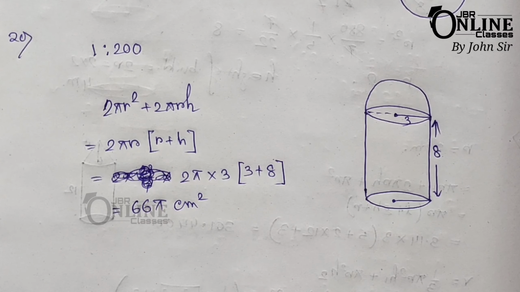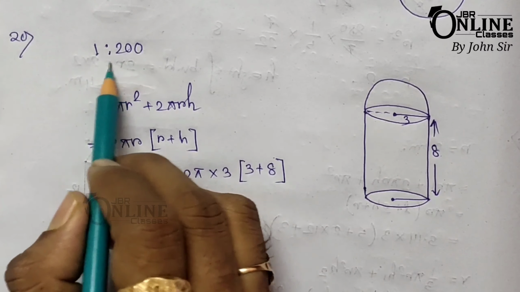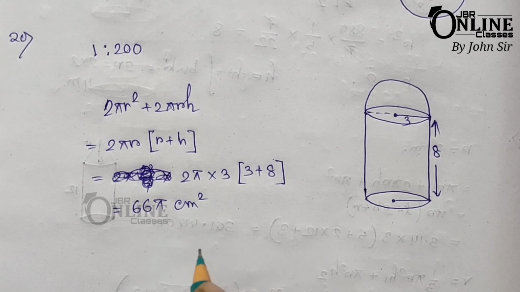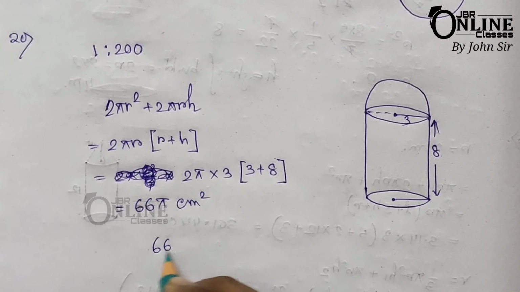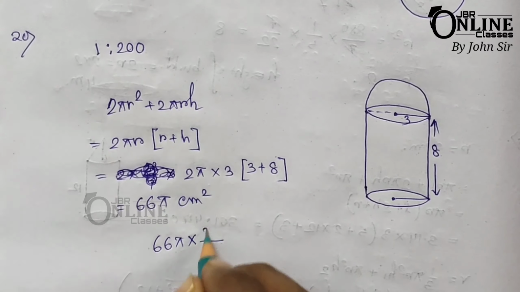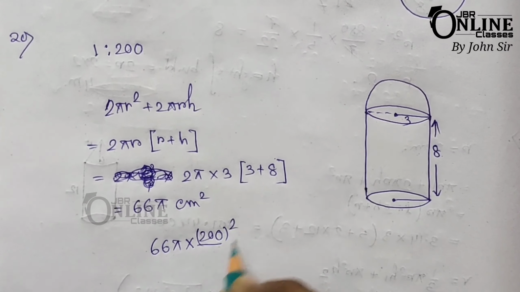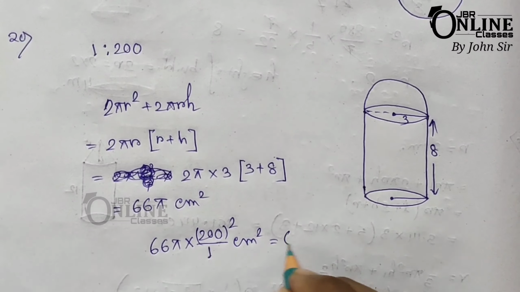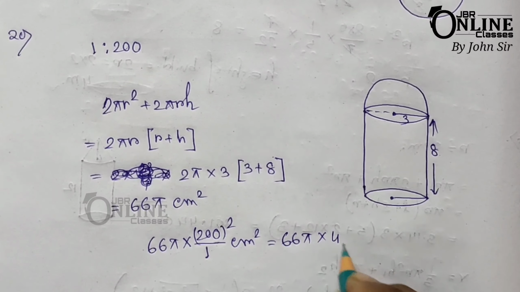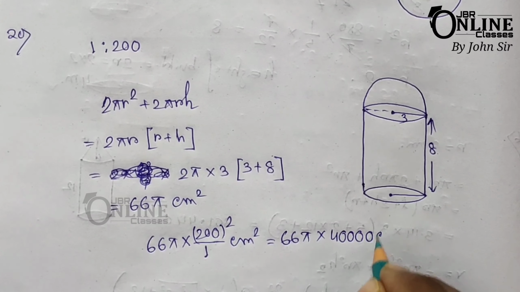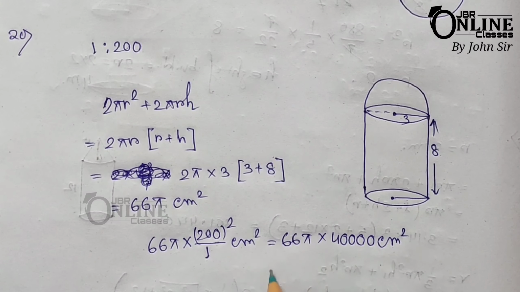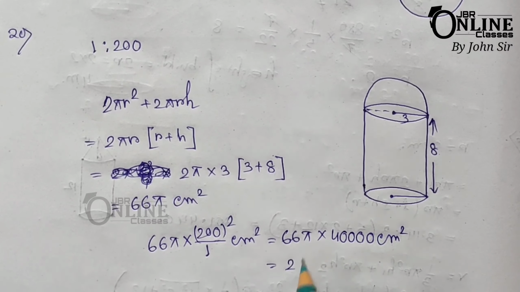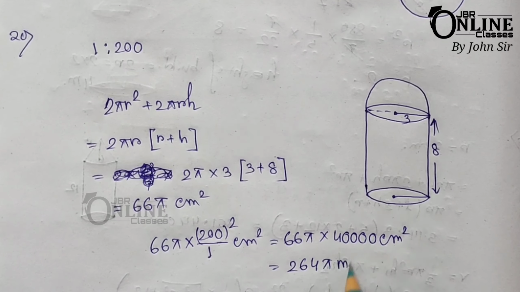And now the model is drawn on the scale of 1 is to 200. So the surface area will be 66 pi into 200 square by 1 centimeter square. So that becomes 66 pi into 40000 centimeter square. Now you have to change it into meter square. So the final answer will be, you will get 264 pi meter square.